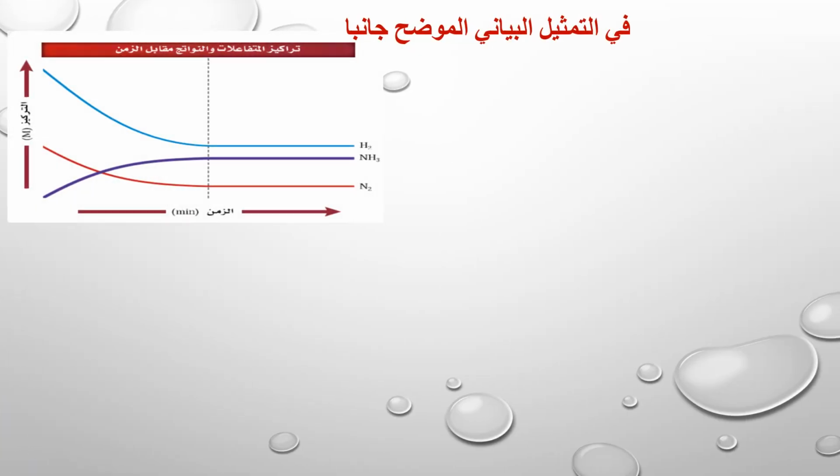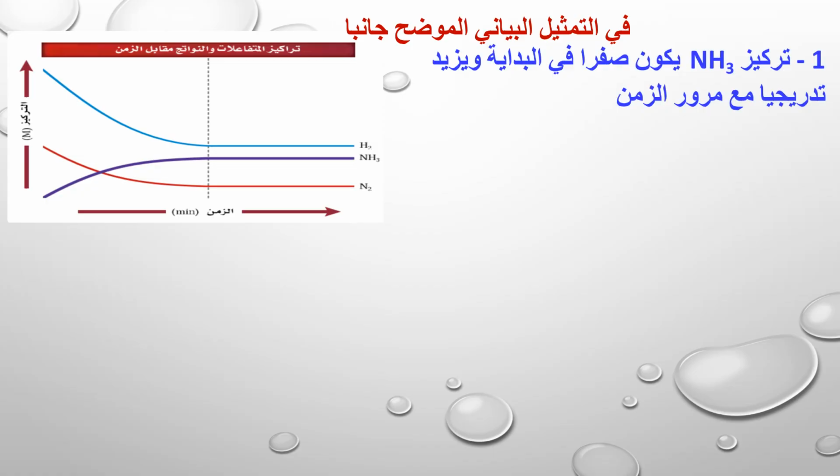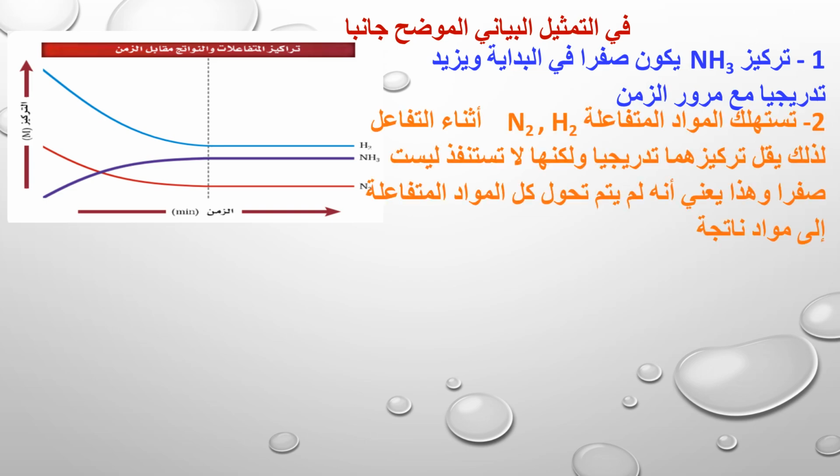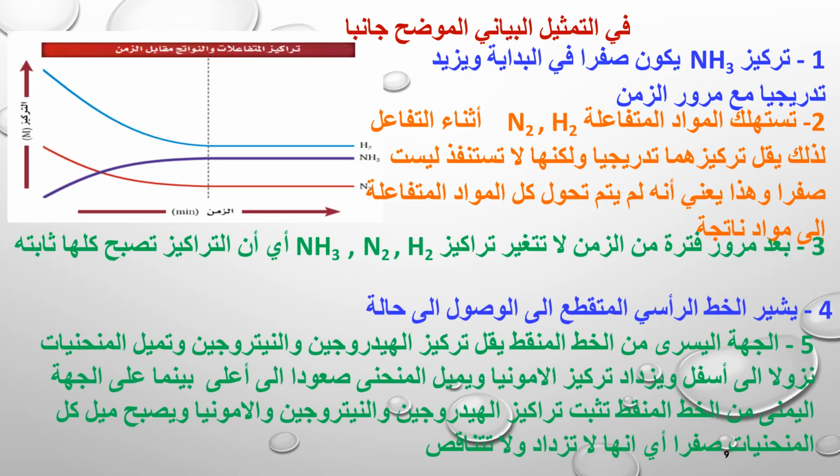In the graph, the concentration of ammonia, NH3, starts at 0 and gradually increases over time. The reactants, N2 and H2, are consumed, so their concentrations decrease but do not reach 0. After some time, the concentrations of N2, H2, and NH3 stop changing. The dashed vertical line indicates the point of equilibrium.